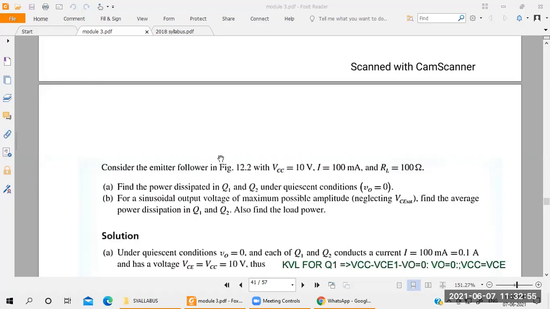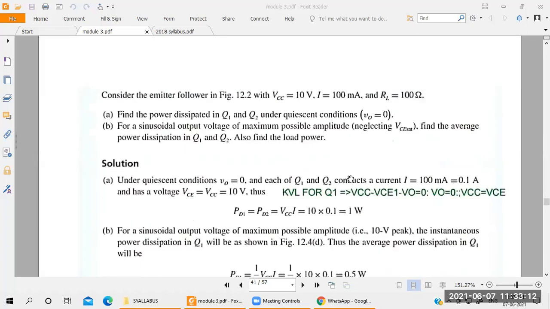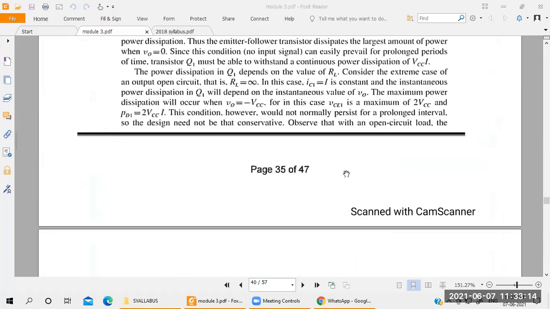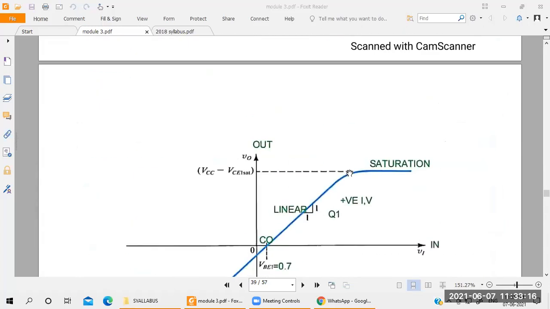Here, for the second question, they neglected VC saturation. By neglecting the VC saturation, you have to find the maximum amplitude based on the Q1 and Q2 power dissipation, and also you have to find the load power, meaning the output power. See here, what equations did you get in class A?